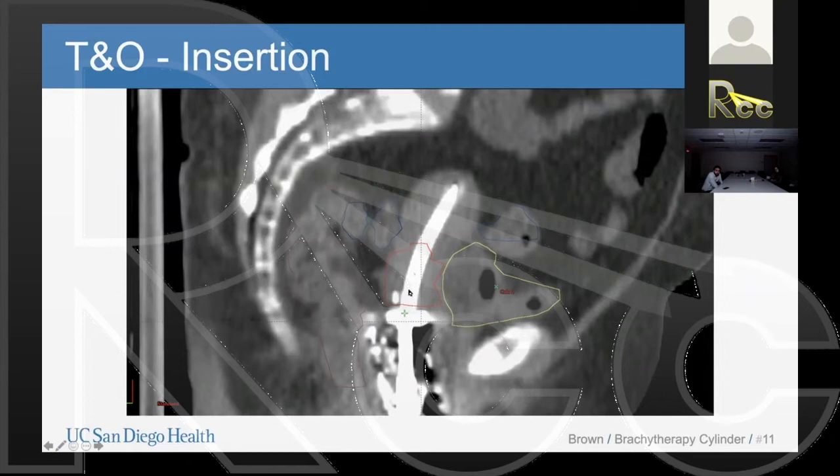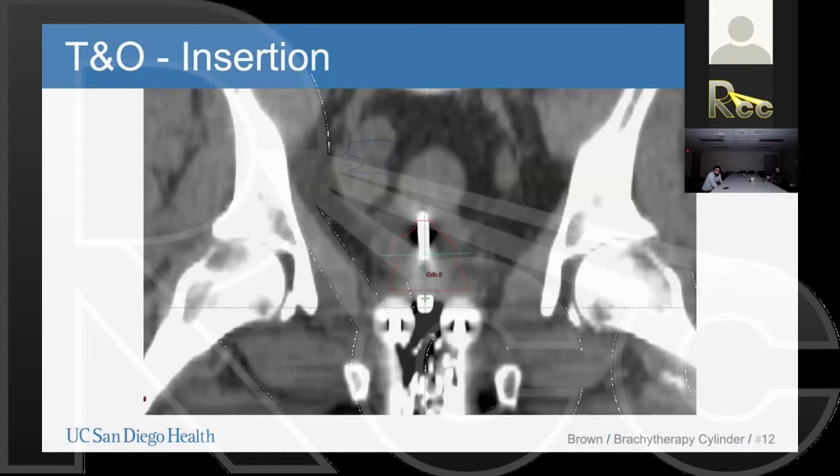Here's what it's going to look like in a coronal image. So again, we have the tandem running through the cervical os. We have the flange of the tandem right here running through the cervical os into the uterus. And on either side of that, laterally, we have a right ovoid and a left ovoid. And you can see the central channel of those ovoids, as well as the plastic cylinders or ovoids on those images.